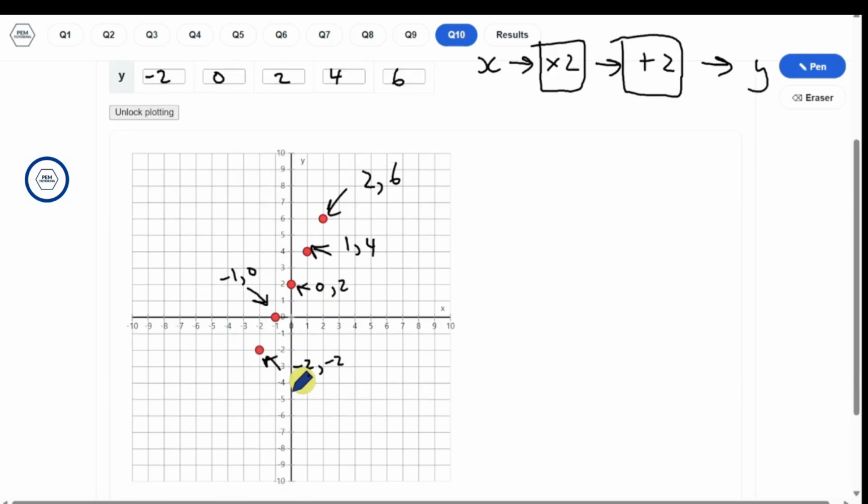Okay. So that is the end of the questions on this algebra review for GCSE Mathematics.